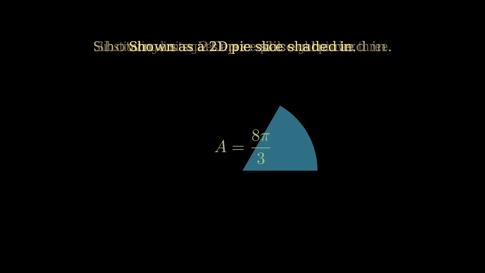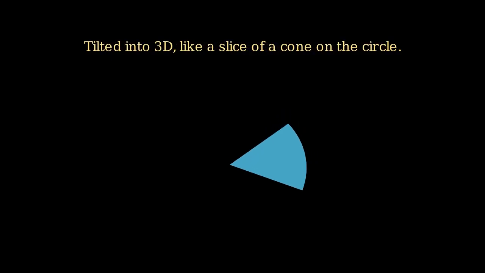On screen, we show this wedge as a flat two-dimensional slice of a circle, like a slice of pie shaded in. Then we transform the same shape into 3 dimensions, tilting it so you can see it as a slice of a cone standing on the circle of radius 4.